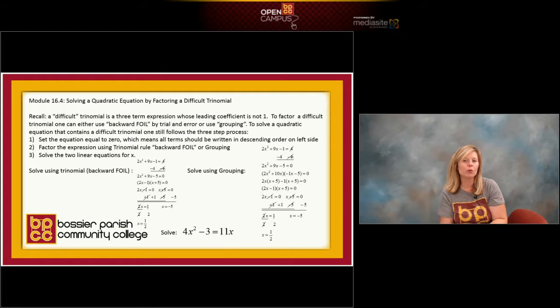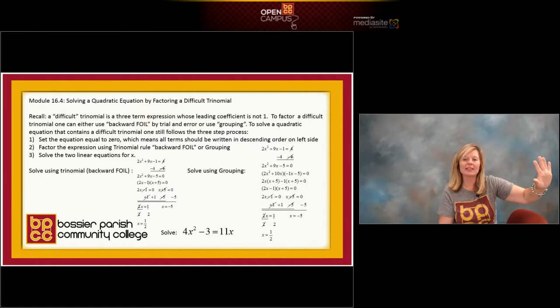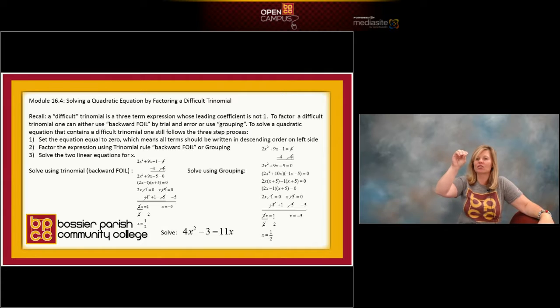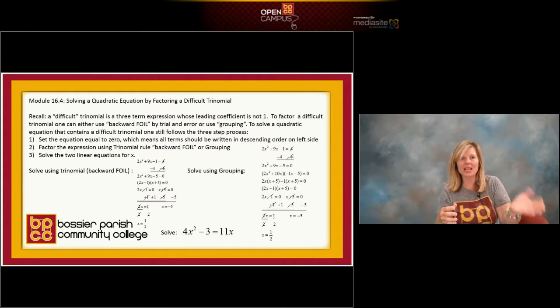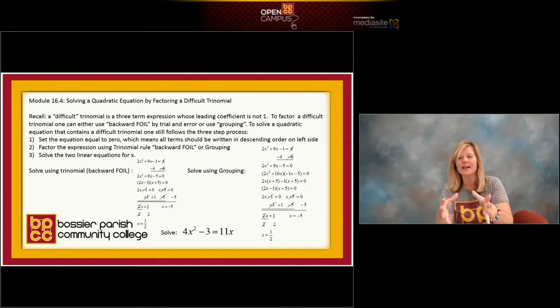So when you do grouping, you write the first term, 2x squared. You write the last term, negative 5. But you're going to replace that middle term. We're not going to write 9x. We're going to write using the 10 and the 1. And we know 10x minus 1x would be the 9x. So that's why now I have 10x minus 1x in the middle.